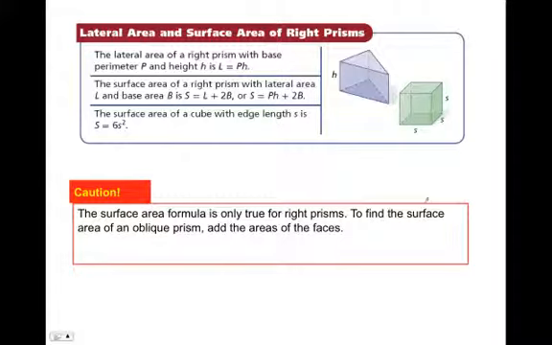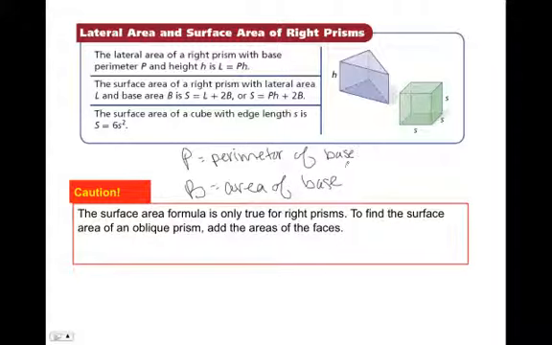So here are the formulas you need to know. These are on your formula chart, but what you need to remember is that that big P will be the perimeter of the base. So you have to know which face is the base. And that capital B is the area of the base.